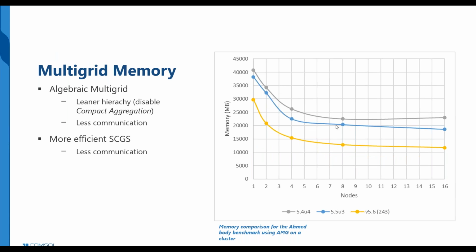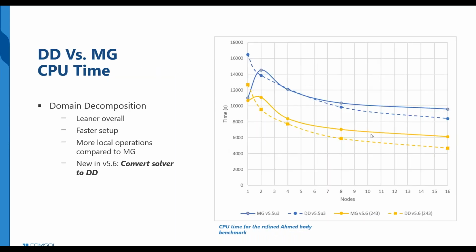Memory requirements have been improved even more in this release. You see here the yellow line is the latest release, and you see a nice slope now. We didn't have as much improvement in memory before, but now we can motivate more to use a cluster for multigrid by getting this nice effect.